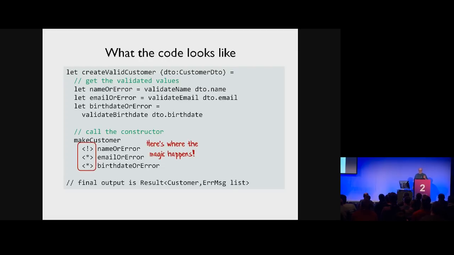Here's the magic symbols. I'm not going to explain how they work, but the cool thing is that everything works just like you're calling a normal function. And notice that we get a list of error messages. How do we combine the list of error messages? Combining two lists to make another list? We're using monoids. So we're using applicatives and monoids in this example.